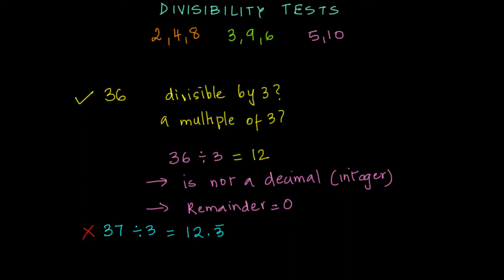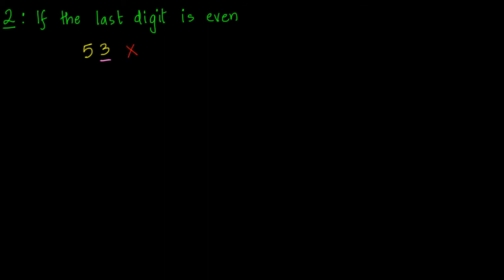So now that we understand what divisibility means, let's look at some of these divisibility tests. So the divisibility test for 2 is quite simple. If the last digit of a number is even, then the number is divisible by 2. Let's take an example, 53. So the last digit is 3, and 3 is an odd number. It is not an even number, which means 53 is not divisible by 2.